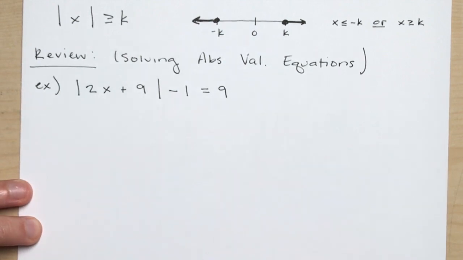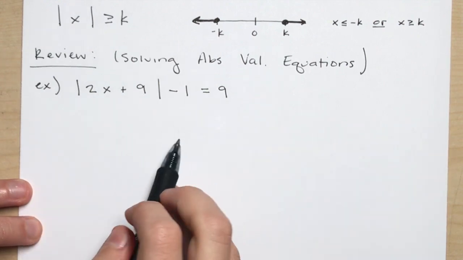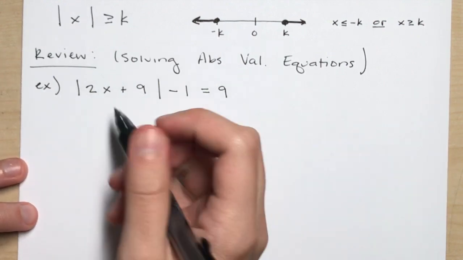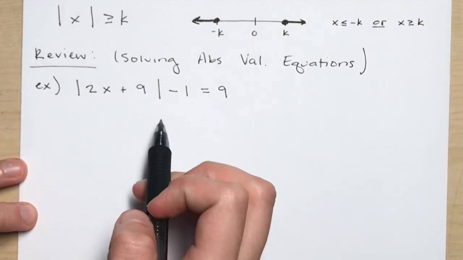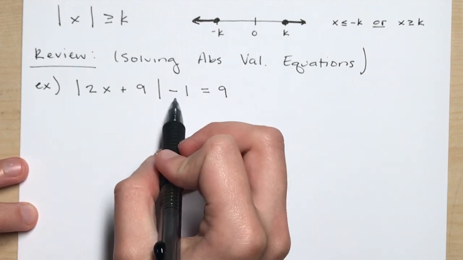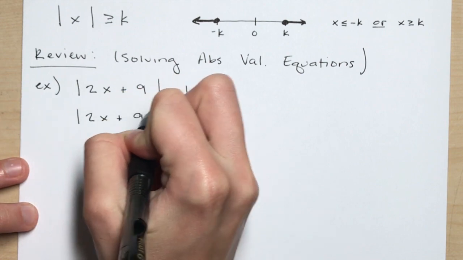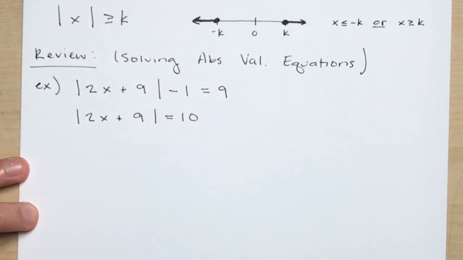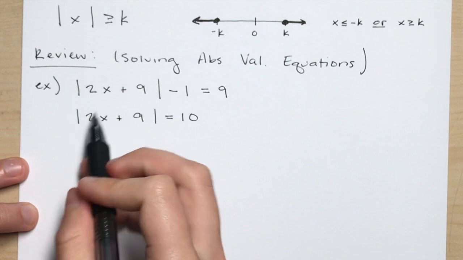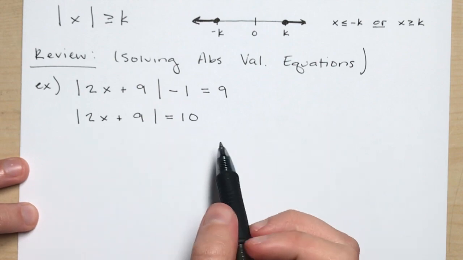If you don't remember, I would recommend pausing and going back to your notes on this and looking at that real quick. Our first step is that we want to isolate the absolute value. So we bring this 1 over. We're equal to 10.